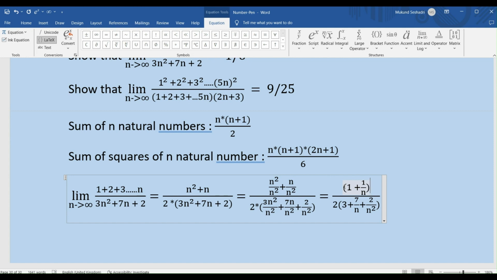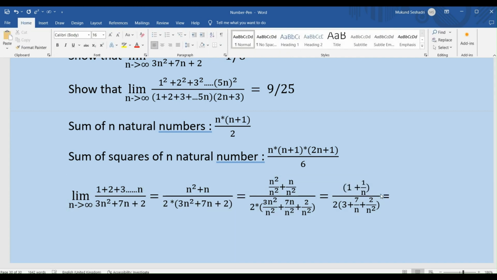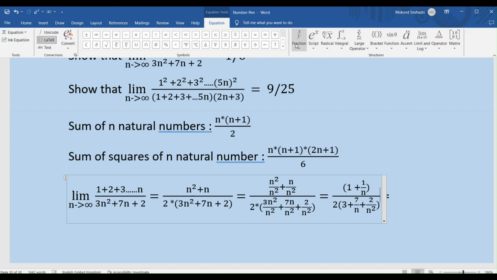Now we will observe if we have anything further to cancel. I don't see that we have anything further to cancel. So I think we can go ahead and see what we get when we apply n tends to infinity, right? So when n tends to infinity, your numerator expression becomes 1 plus 1 by infinity, which is nothing but 1 plus 0, right? Because 1 divided by infinity is nothing but 0.